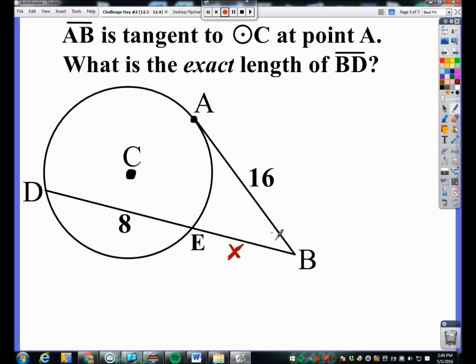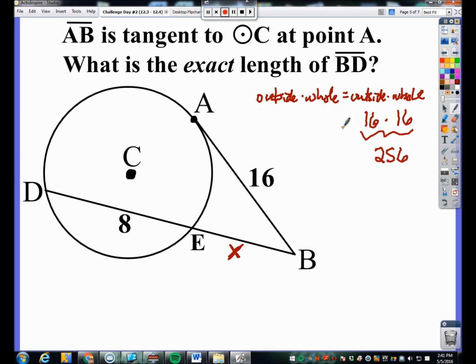And I notice I'm dealing with lengths, and these lengths are intersecting on the outside of the circle. So I'm going to be using the outside length formula, which was the outside times the whole of one secant times the outside times whole of the other secant. But the other secant in this case is a tangent. So the outside and the whole were the same thing. So really we can take 16 squared, which is 256. The outside of our one secant we called x, and the whole thing is x plus 8. So now distribute the x, and we get x squared plus 8x equals 256.